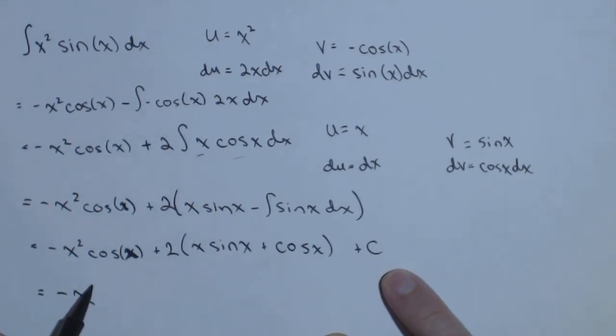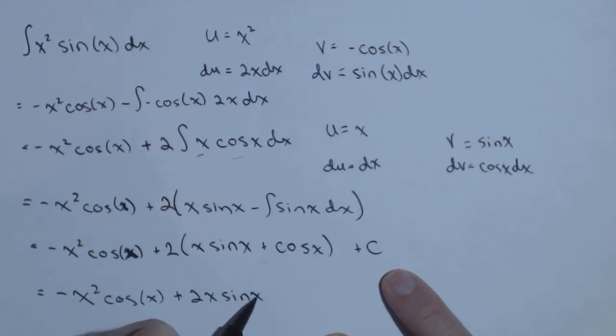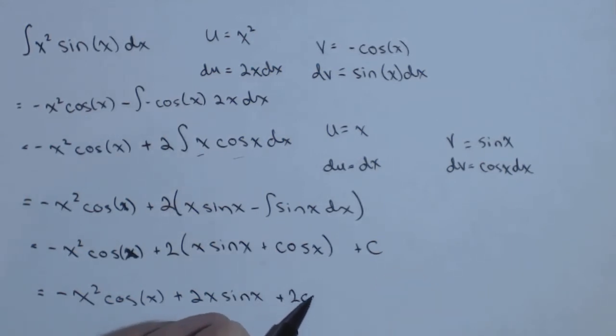Now to clean things up, we may decide to go ahead and distribute that 2, although it's not necessary. Our antiderivative is correct. But let's just go ahead and do it here. Plus 2 cosine x plus c. There's no terms we can combine, so that's as far as we can go. And we can always check this antiderivative by taking the derivative, and we should get back to where we started.